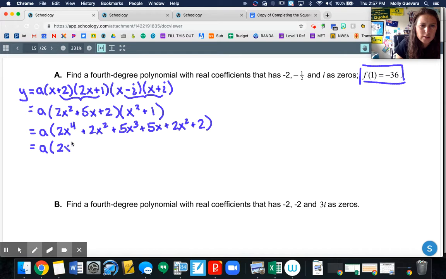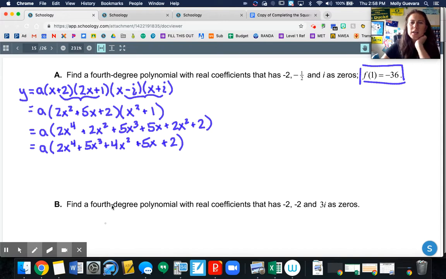So 2x to the 4th plus 5x to the 3rd plus 4x squared plus 5x plus 2. My pen is starting to get real jumpy on us. Okay, now from here, I need to try to figure out what a is, because once I know what a is, I can just distribute it in and then be done. Well, I know if I plug in 1 for x, I will get out negative 36.